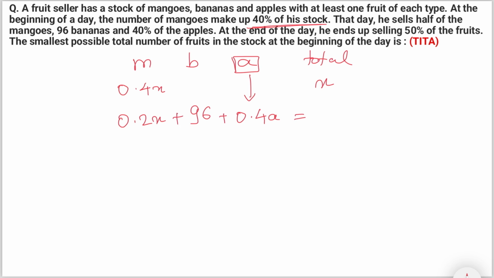This total number of fruits sold is 50% of the fruits, right? At the end of the day, he ends up selling 50% of the fruits. So initially, if he had X number of fruits, he's selling half of that. So X by 2 number of fruits are being sold.